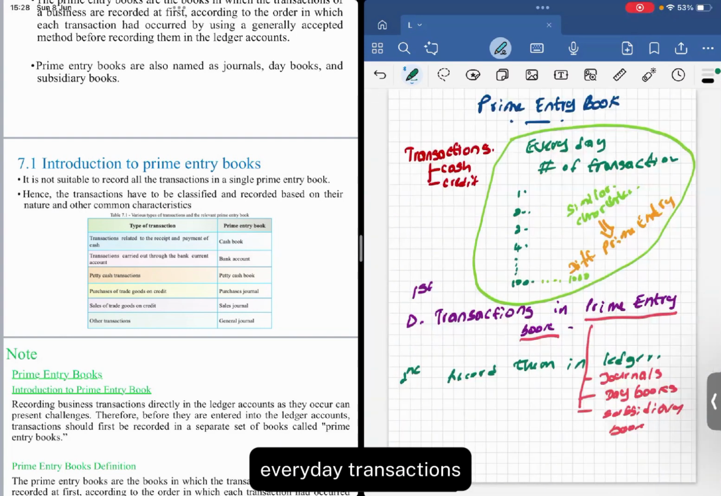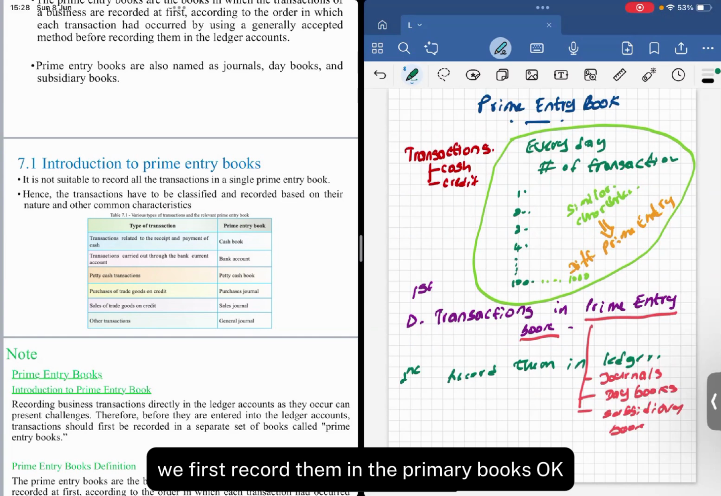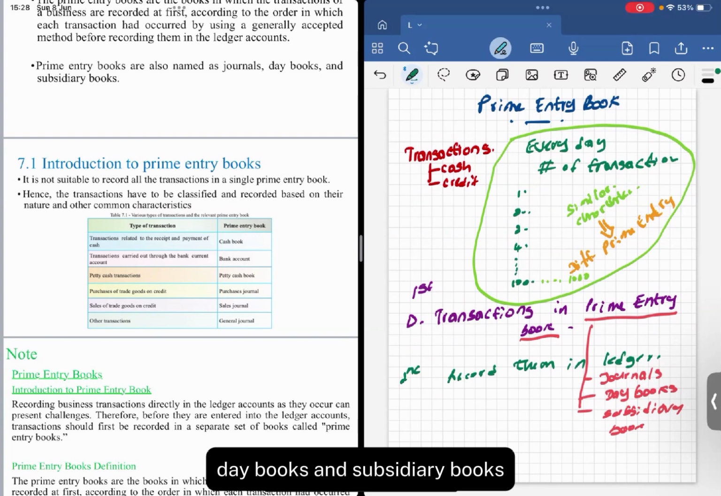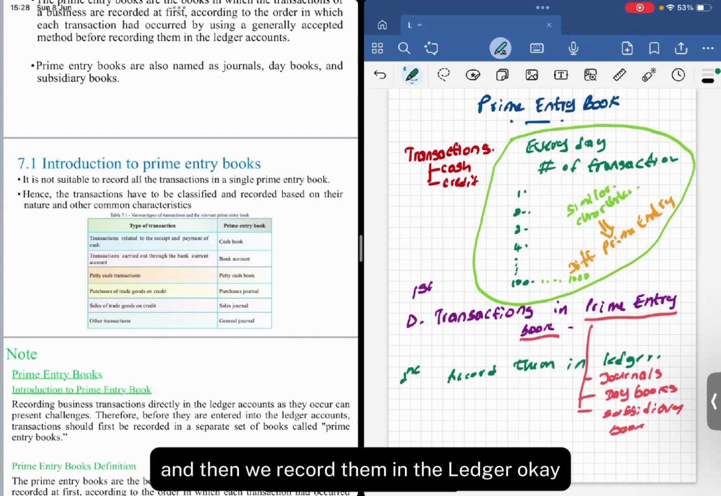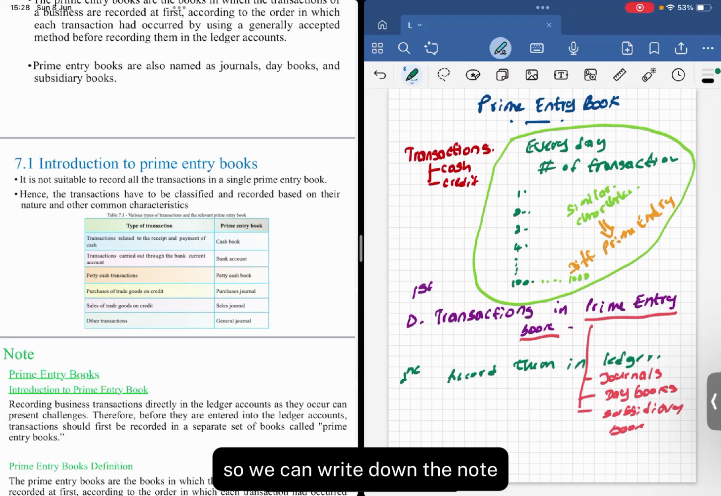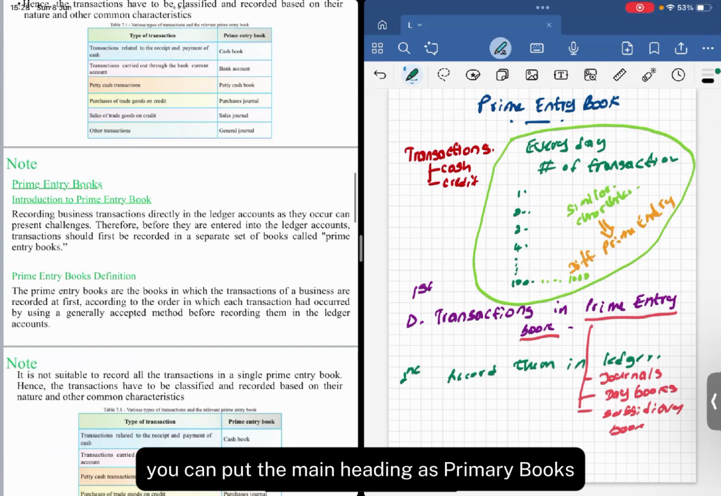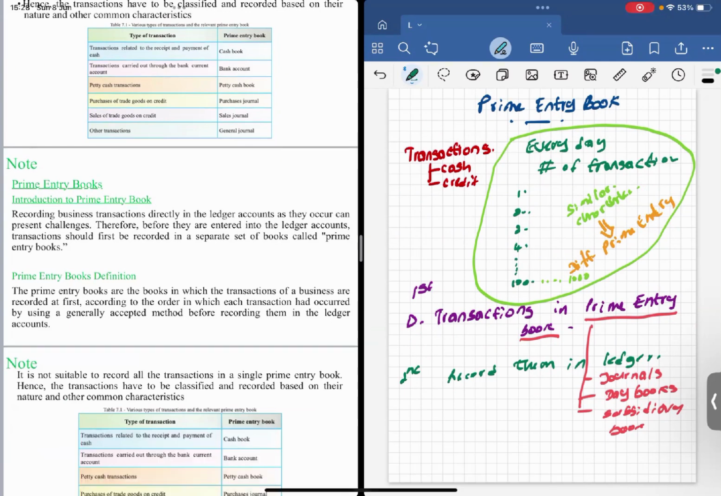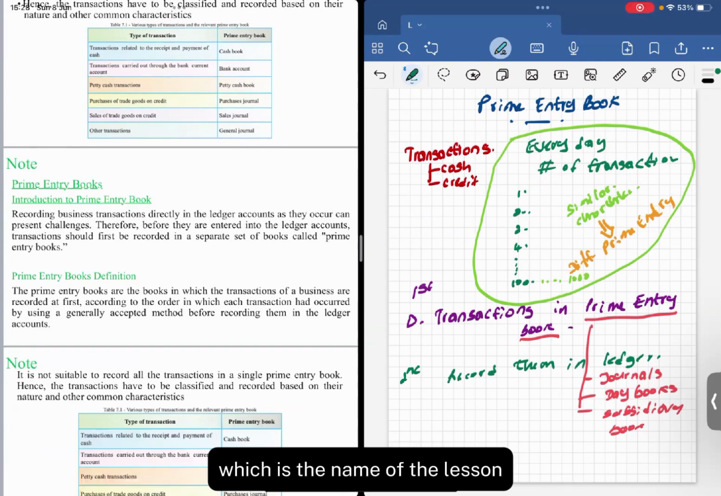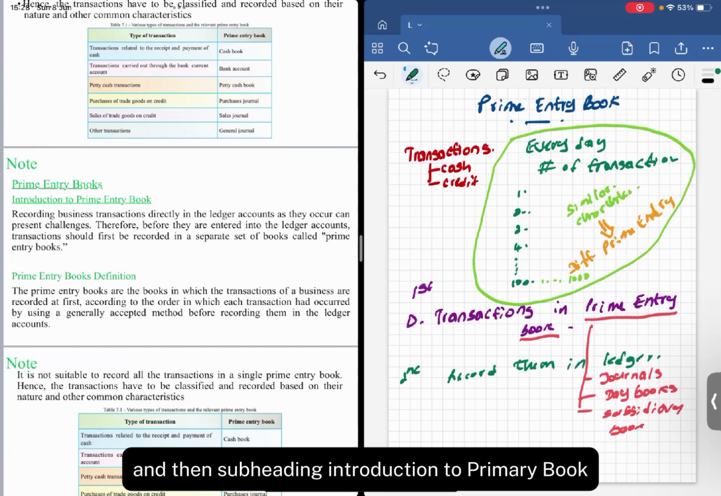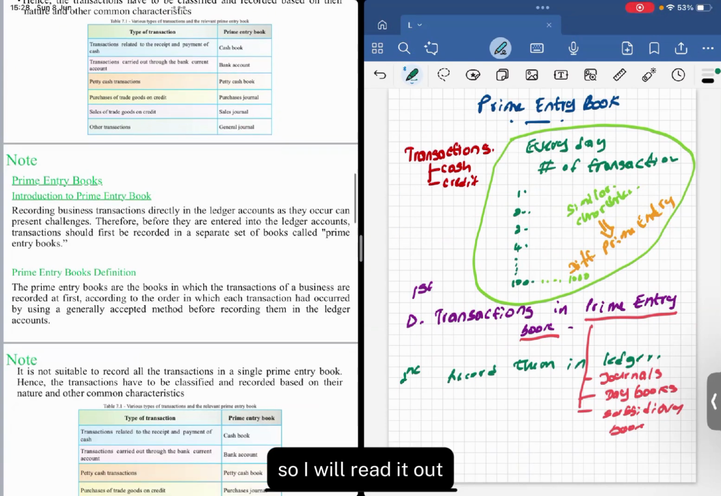Everyday transactions, we first record them in the prime entry books. Okay, so prime entry books can be called as journals, day books, and subsidiary books, and then we record them in the ledger. Okay, so we can write down the note. You can put the main heading as prime entry books, which is the name of the lesson, and then subheading introduction to prime entry book. So I will read it out.